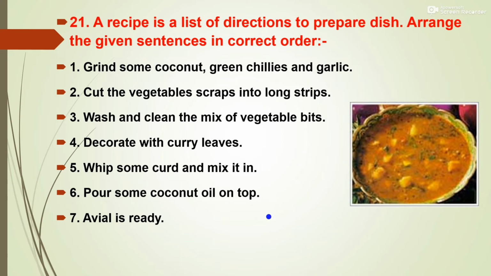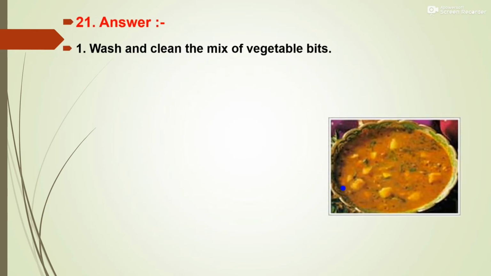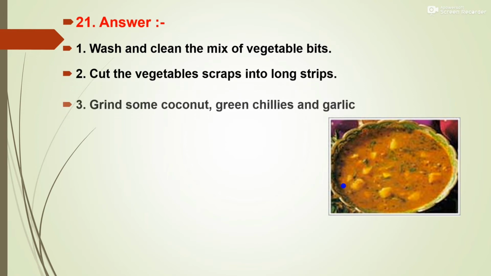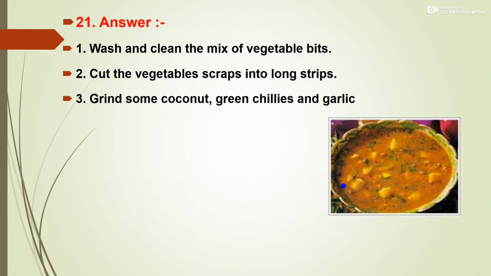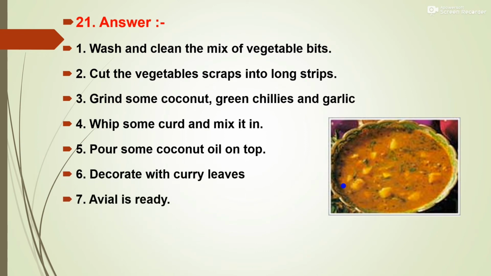So dear students, here the recipe is not arranged. We have to arrange the recipe. So we can arrange like this. First, to make a recipe, we have to wash and clean the mixed vegetable bits, and then cut the vegetable scraps into long strips. Then grind some coconut, green chilies, and garlic. Whip some curd and mix it in. Then pour some coconut oil on top. Then decorate with curry leaves. Then the dish is ready to serve.